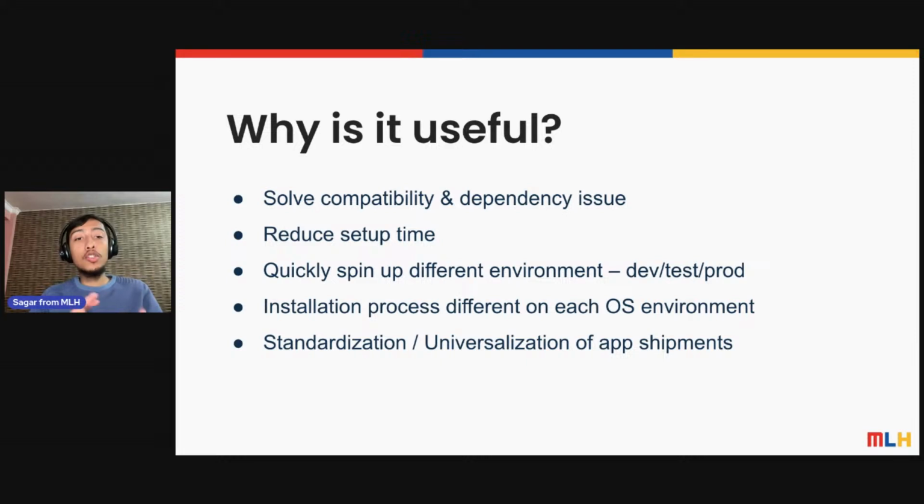Like I said, Docker is super useful as it solves compatibility and dependency issues. It reduces a lot of setup time. You can quickly spin up different environments. In production especially, you might have different environments for development, testing, and production. With the help of Docker, you can do that very quickly. It's just a matter of a few lines and commands to get the system up and running, as you would not need to install different programming languages and frameworks again and again. You can run different processes based on the operating system environment. And like I said, it's a universal way of deploying and running applications nowadays.